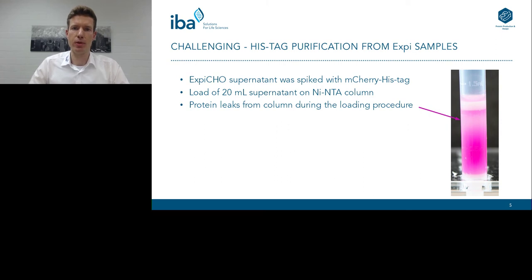So here's an experiment that shows what happens if you purify a His-tag protein without any adjustments or treatments of the supernatant on a Ni-NTA column. Here we spiked mCherry protein fused to a 6-histidine tag to Expi supernatant, and we loaded 20 milliliters of the supernatant on a 1 milliliter Ni-NTA column. And you can see that during the loading step, protein leaked from the column, indicated by the white bright area in the upper part of the column.